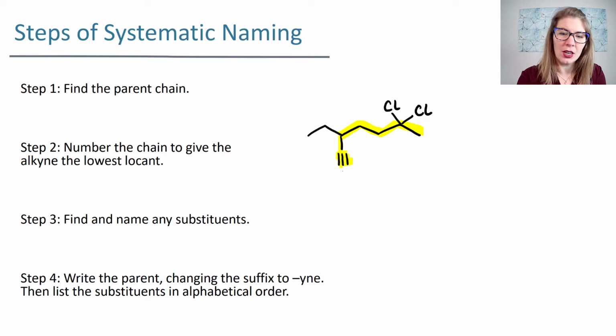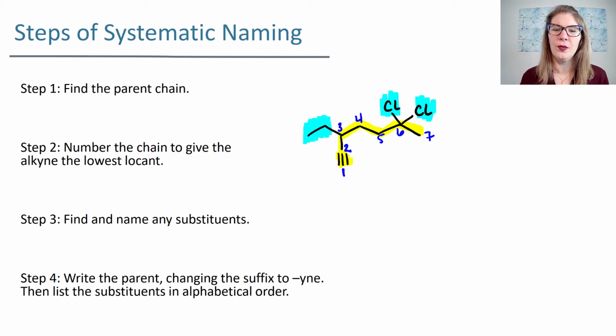That means that we're going to start numbering here with this being carbon number 1. This will be carbon 2. This will be 3, 4, 5, 6, and 7. If we would have numbered the other direction, then our alkyne would have gotten much larger locants. We have several substituents here. Let's find them. Here is 1, and here are another 2. We have 2 chlorines and we have 1 ethyl. When we name these substituents, remember that chlorine turns into chloro.